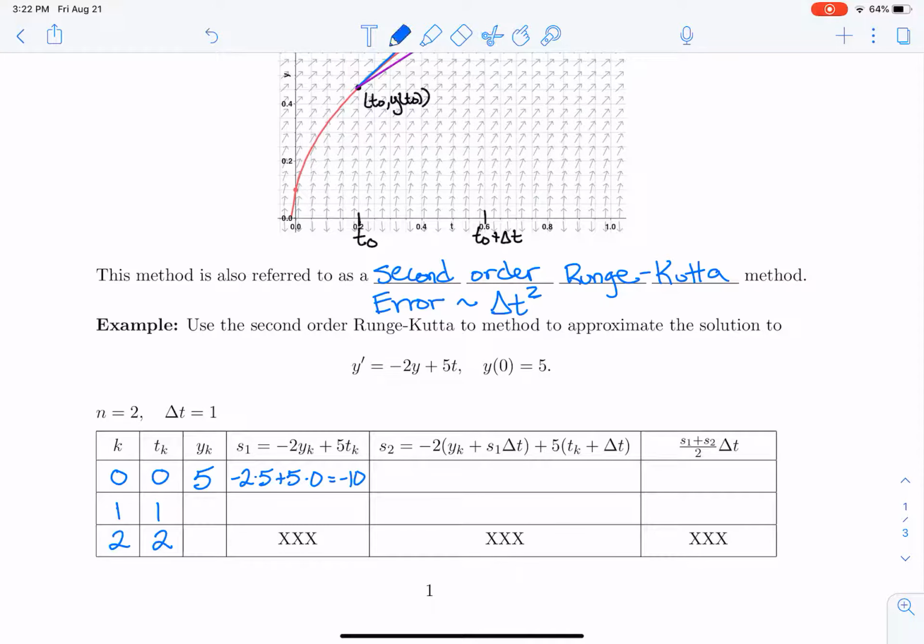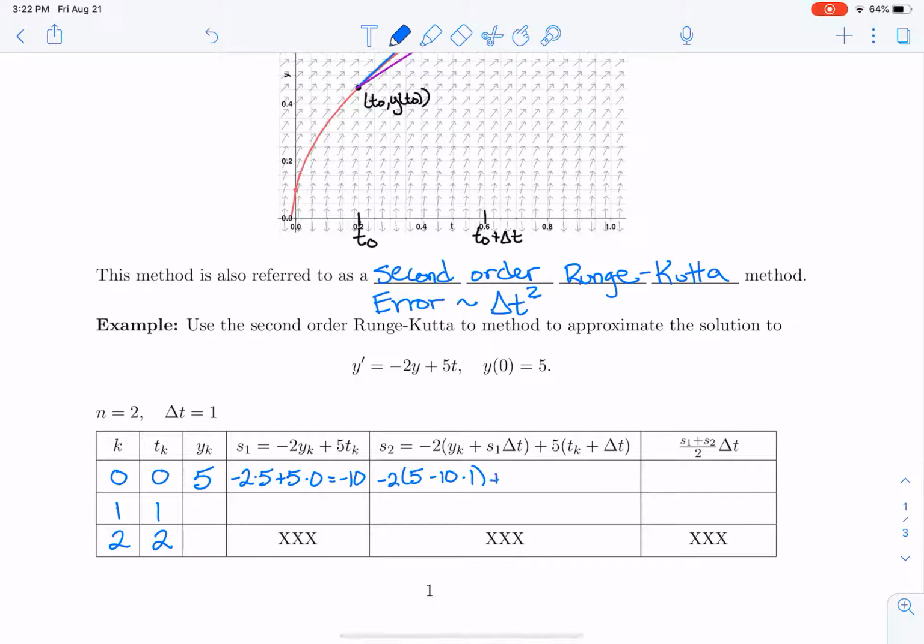So instead of just using that one slope, we're going to average 2 slopes. So let's find the second slope. That's going to be negative 2 times, we're going to take our y value of 5, but now we're going to add S1 times delta t. So S1 times delta t is going to be a negative 10 times 1.